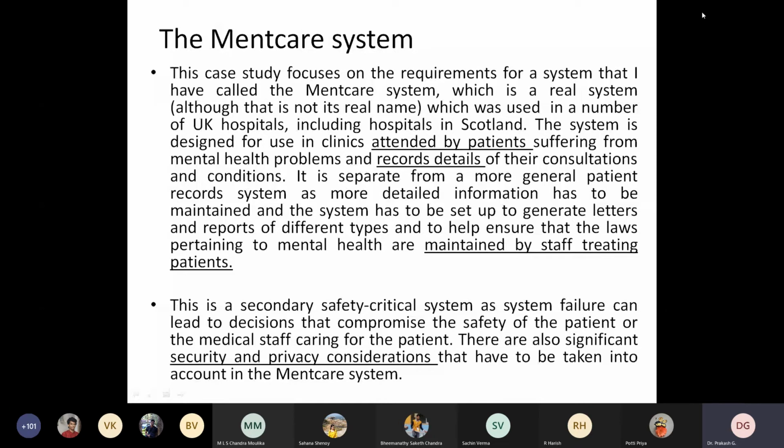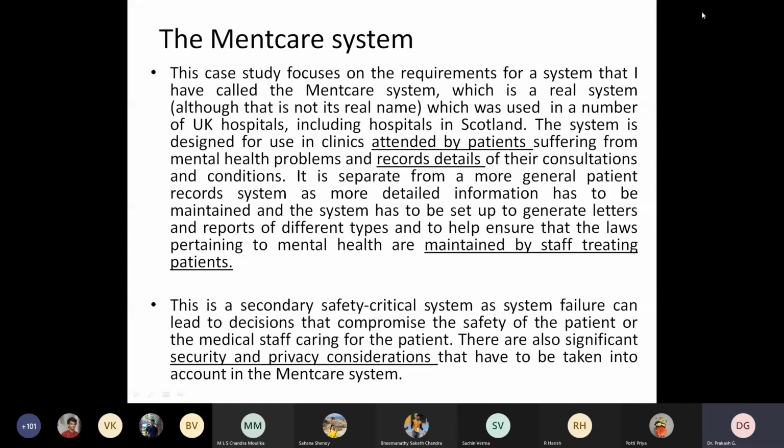Now, based on this document or this particular narration, what are the requirements you have to consider? That is important. As it has been underlined, I'll explain directly. Attended by patients: the system is designed for use in clinics. Attended by patients means what? The patient data is one requirement, generally everyone knows. And the patient record details are also a requirement.